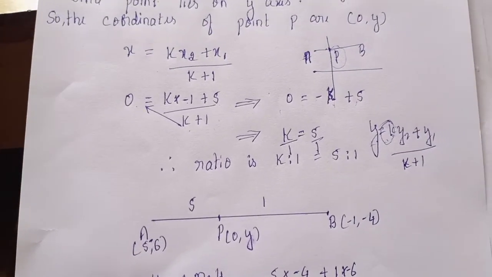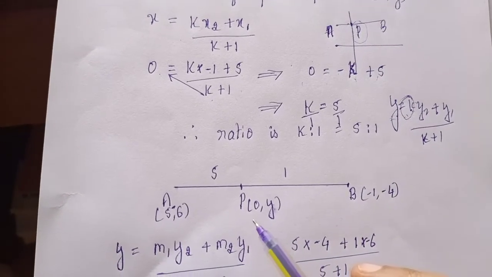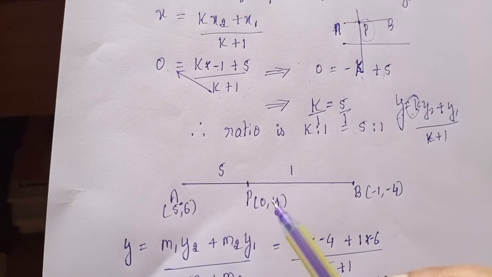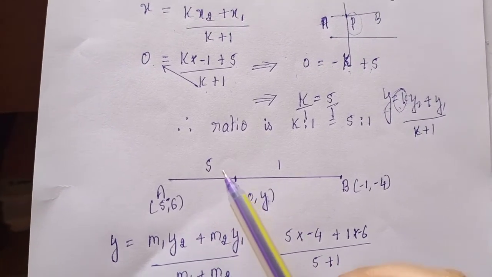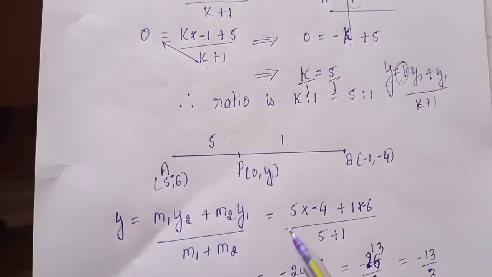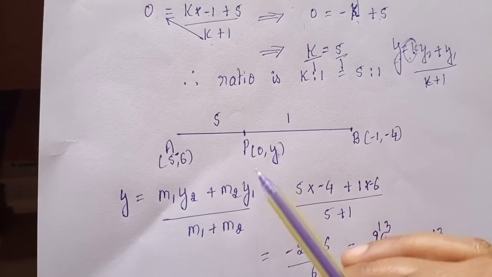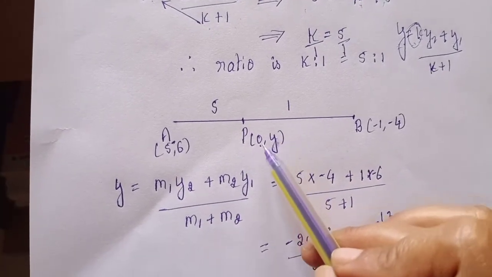In the last question we got the ratio as 1 is to 1. So I took the midpoint formula to find the coordinates of P. But here I cannot use the midpoint formula to find the coordinates of P because the ratio is 5 is to 1. Then which formula do you want to use? Now the remaining part is I have to find the coordinates of P. Already you know the x coordinate is 0. So only I should find the y coordinate.